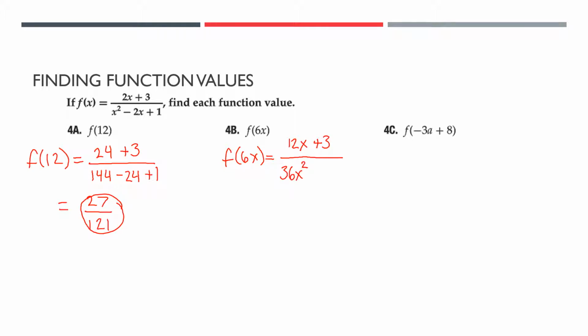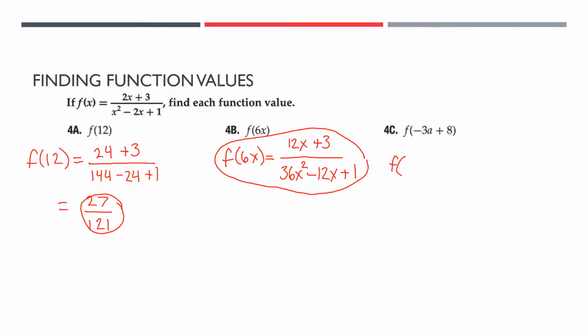Minus, and then 2 times x again, so minus 12x plus 1. And that is my answer. All right. Plugging something like this in will take a little bit more time and effort. Okay? So I'm going to write this one out a little bit more.